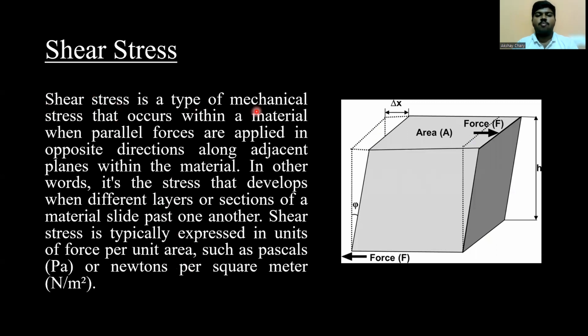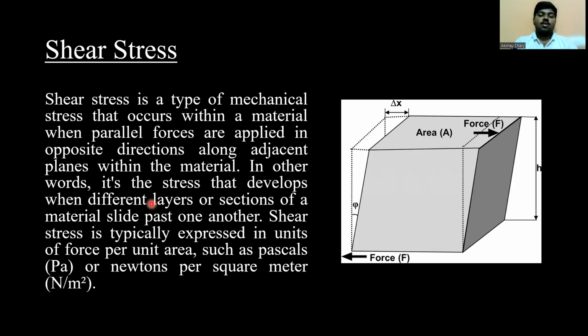Next, shear stress. Shear stress is a type of mechanical stress that occurs within a material when parallel forces are applied in the opposite direction along adjacent planes within the material. In other words, it's the stress that develops when different layers or sections of a material slide past one another. Shear stress is typically expressed in units of force per unit area, such as pascals or newtons per square meter. So here, as we can see, tensile stress, compressive stress and shear stress.